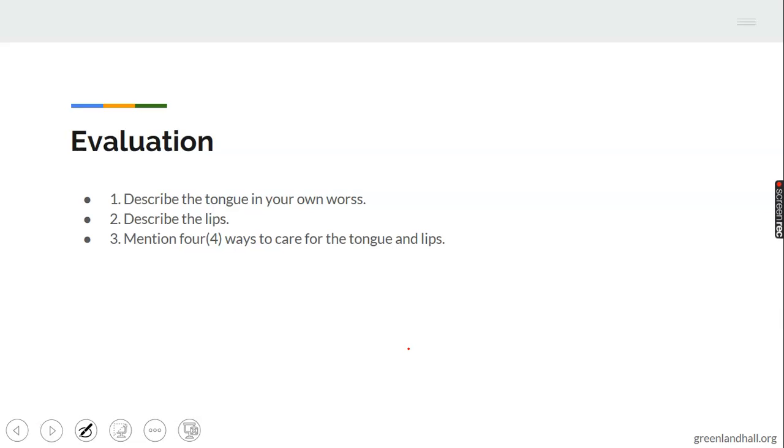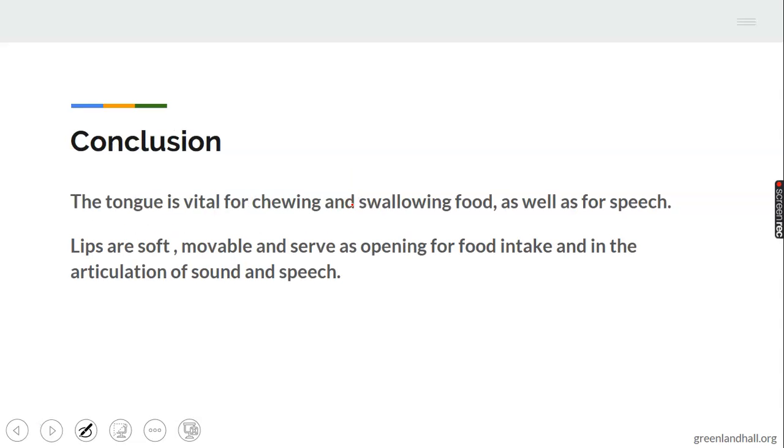Now you answer this question. Number one, describe the tongue in your own words. That's a mistake there. In your own words. Describe the tongue in your own words. Then number two, describe the lips. And number three, mention four ways to care for the tongue and lips.